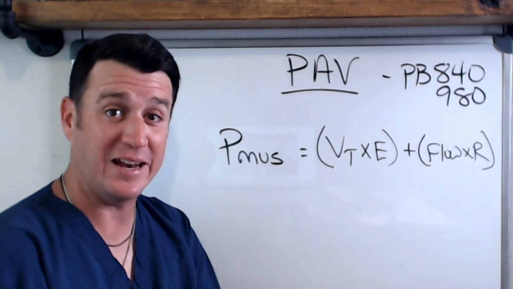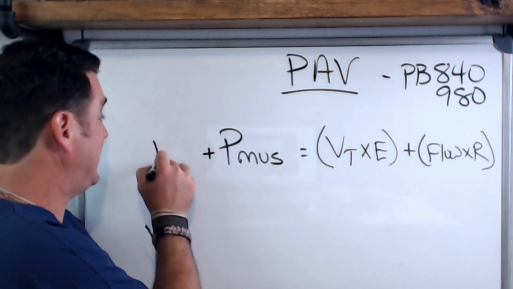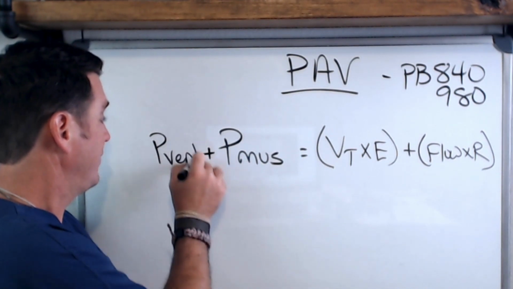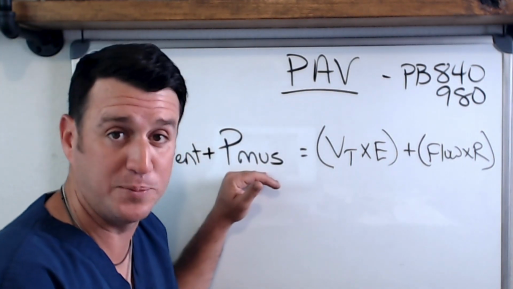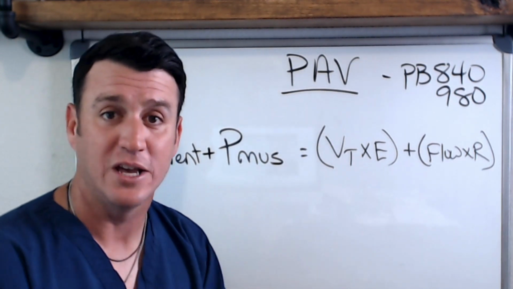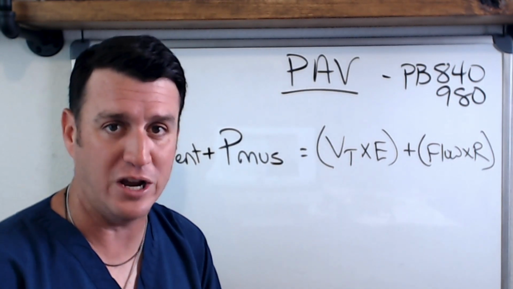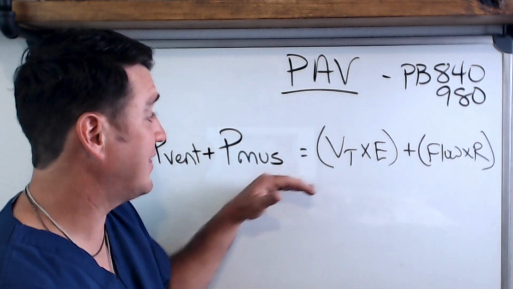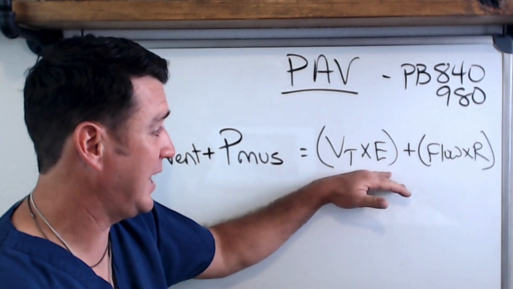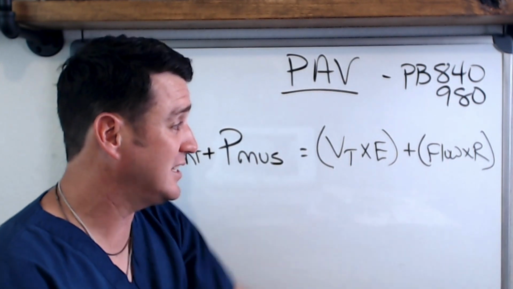Now, when you put a ventilator on here, you have to add it into this formula. So you have pressure from the vent now plus pressure from the respiratory muscles. When I say the respiratory muscles, of course, I'm talking primarily the diaphragm, but don't forget about the accessory muscles. They play a role in this too. And that has to equal tidal volume times elastance plus flow times resistance.